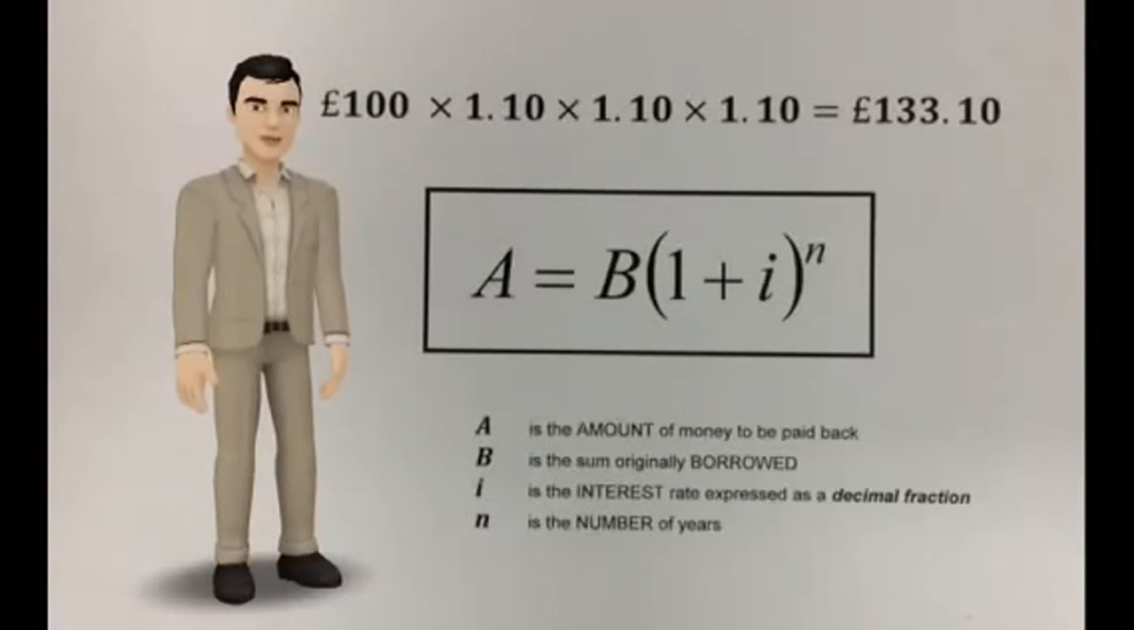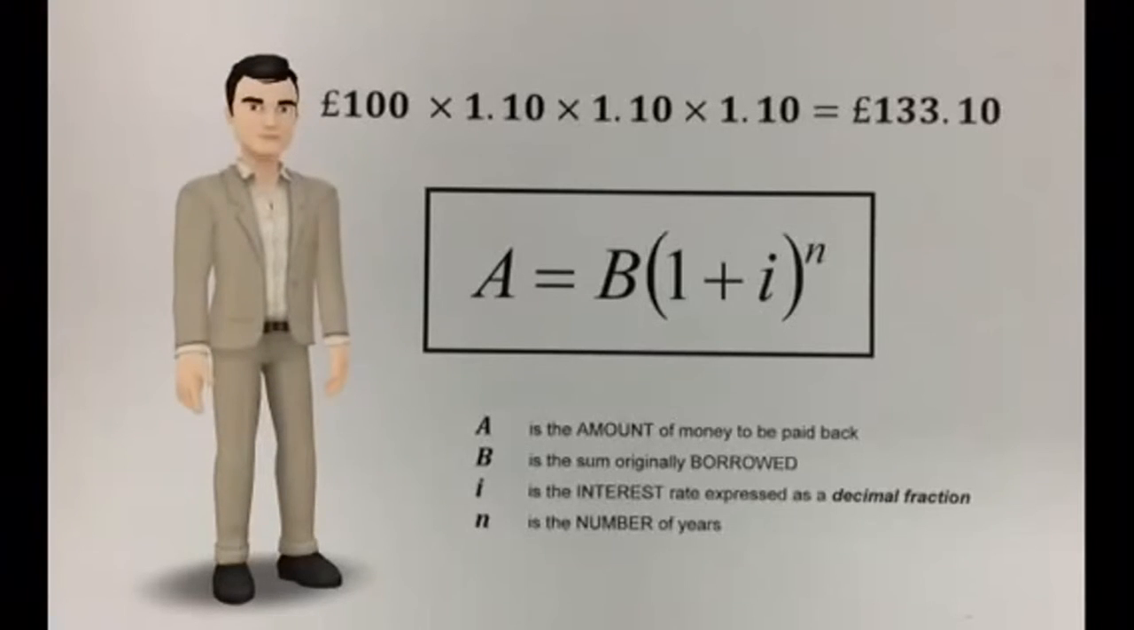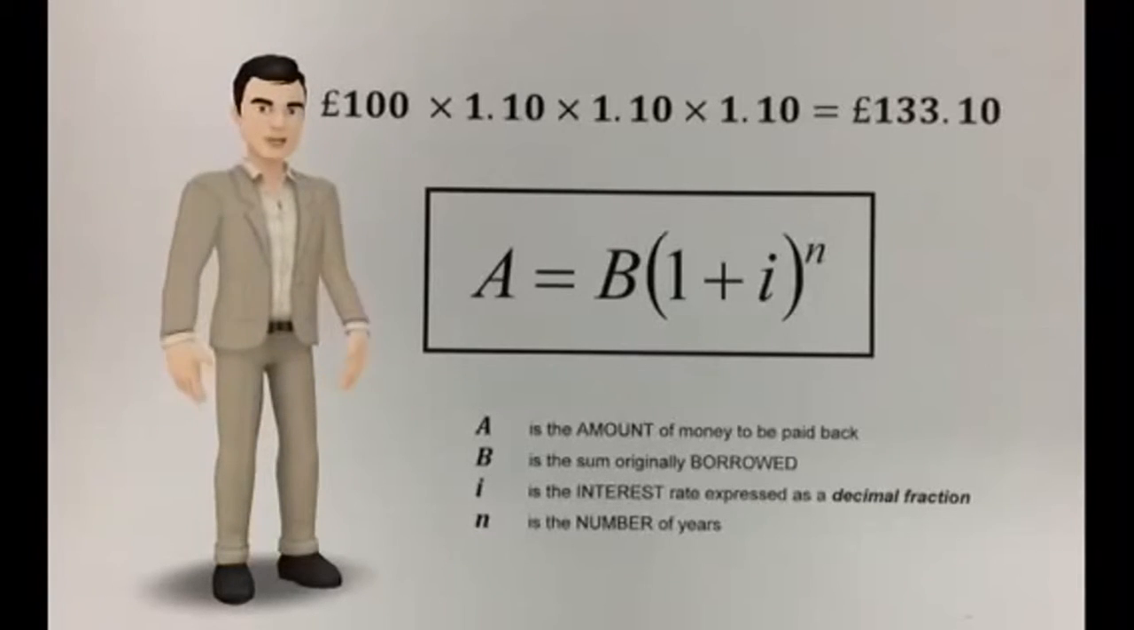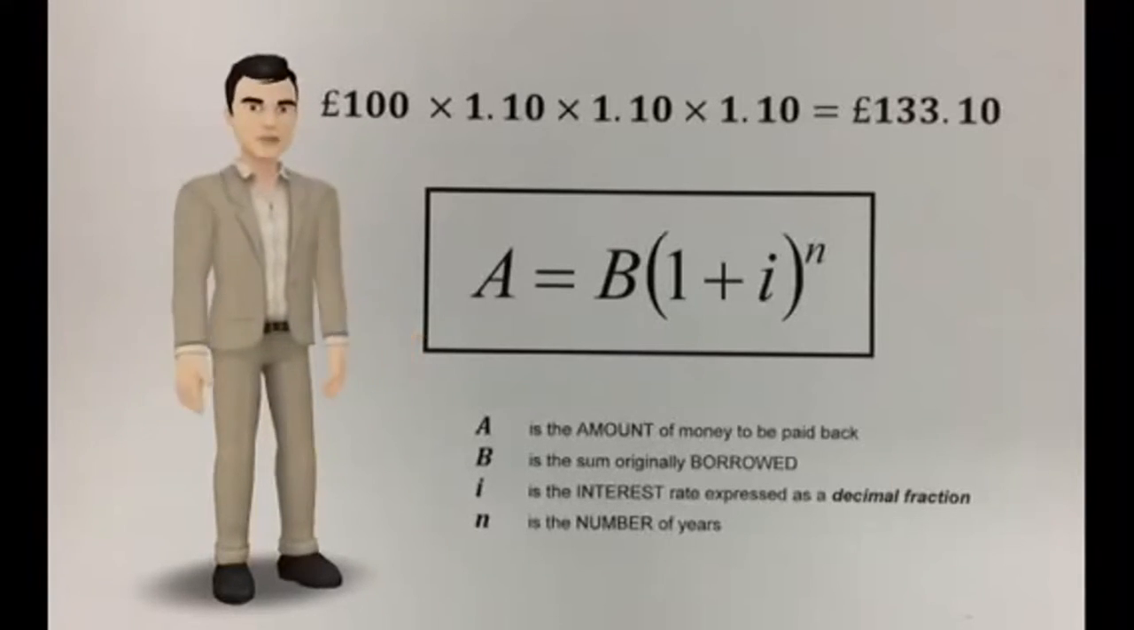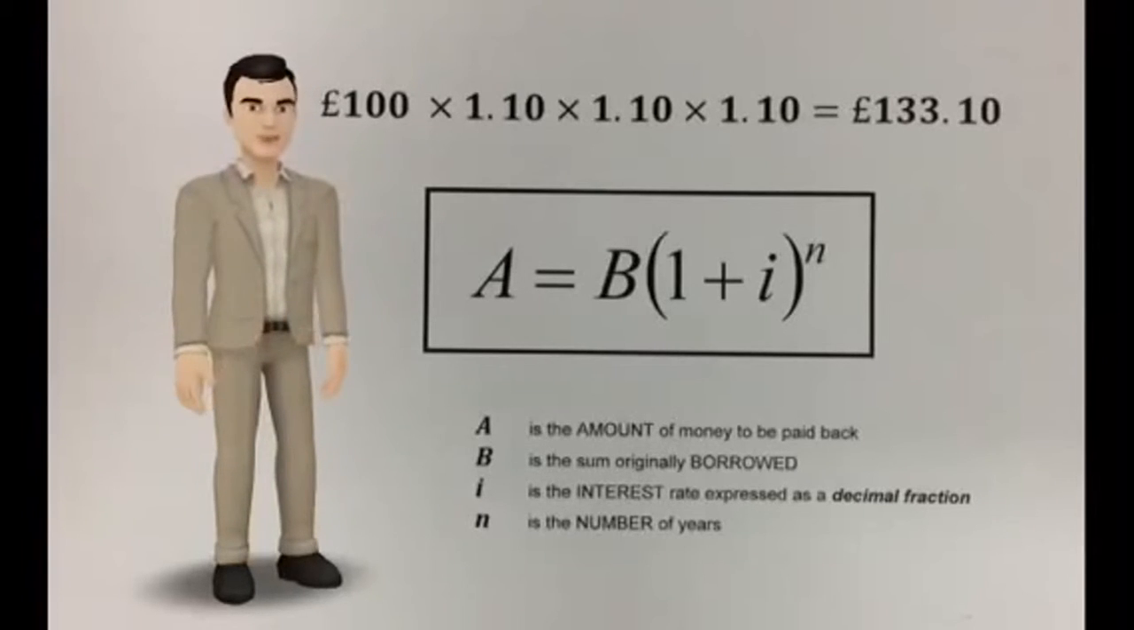Imagine if you were borrowing instead of saving £100 at 10% over 3 years. How much would you pay back? Well, £100 times 1.10 cubed equals a total of £133.10. We have actually used the compound interest formula, where A is the amount paid back, B is what you borrowed, I is your interest rate as a decimal fraction, and N is the number of years, in this case 3.